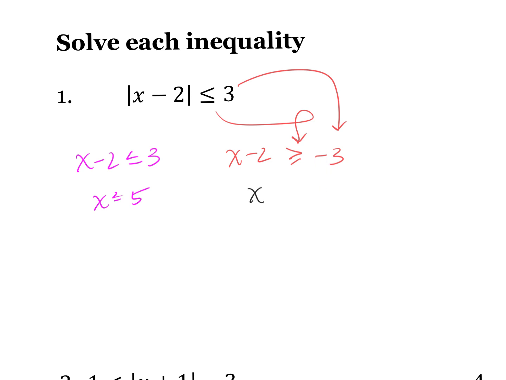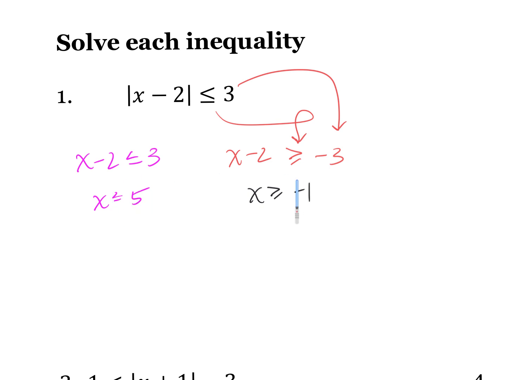Do I still add 2 to both sides? What is -3 plus 2? -1. Let's see if this is true. If x is greater than or equal to -1, does this make a true statement? Greater than or equal to -1. Could I choose -1? What is -1 minus 2? -3. What's the absolute value of -3? Is 3 less than or equal to 3? So we have two different answers here.